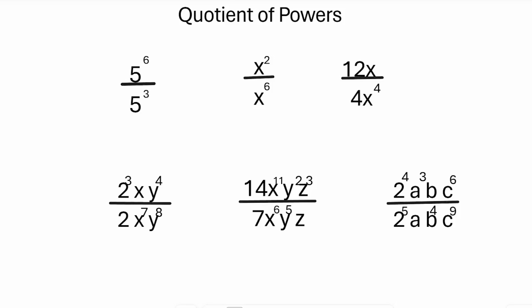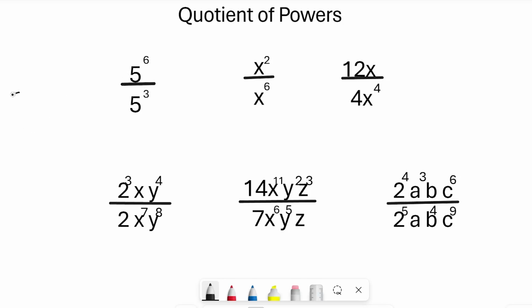We are going to be working with the quotient of powers. Quotient means that you're going to be dividing. So you are dividing powers. That's what it means. What I want to do is explain how this works, okay? So you have 5 to the 6.